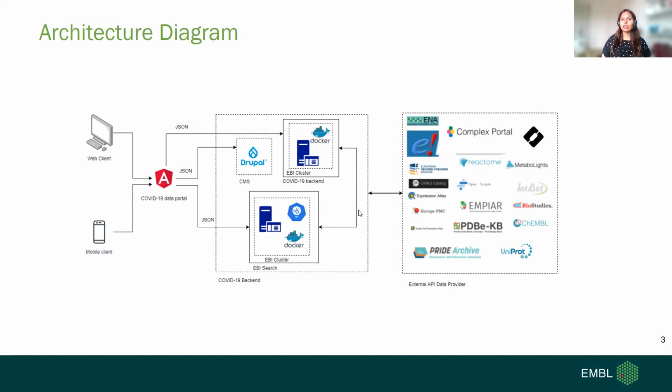So COVID-19 backend is getting data from the EBI cluster as well as from external API data providers. EBI Search is getting data from external API data providers. In this box, we are mentioning all the external data providers that we are using in COVID-19 Data Portal. So when a request comes through the Angular front end side, it will send it to the backend side, EBI Search or COVID-19 backend, and it will call the external data provider, and data will be returned to the COVID-19 Data Portal. So this is the architecture for COVID-19 Data Portal.